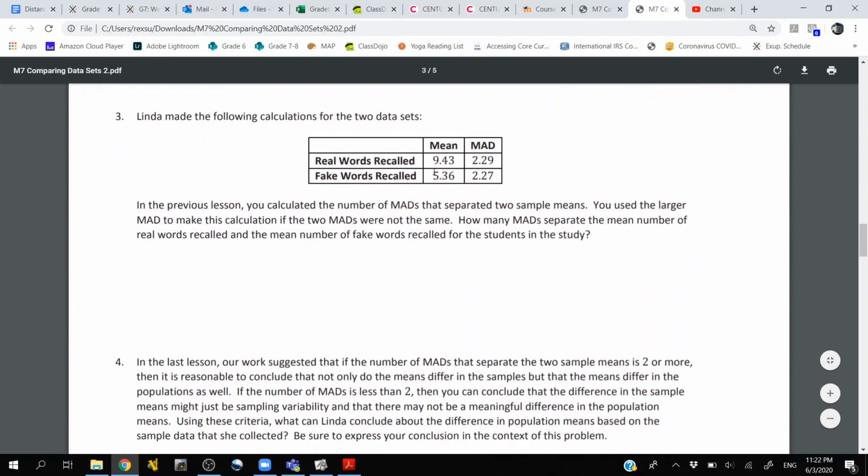Linda made the following calculations. This is great. We don't have to do mean or mean absolute deviation. She's already done it for us. So we have the good mean and mean absolute deviation. Like yesterday, you can see that mean absolute deviation is about the same for these two.